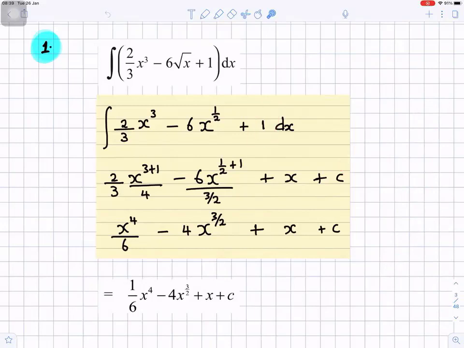And now you simplify. 2 over 3 times 1 over 4 gives you 1 over 6. So x to the 4 divided by 6, minus 6 divided by 3 over 2, which gives you 4, minus 4x to the 3 over 2 plus x plus c. So that's your integral.